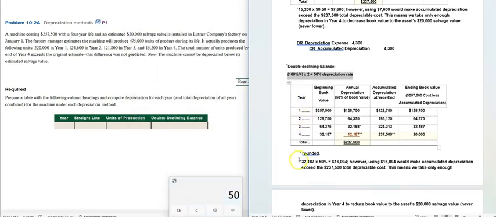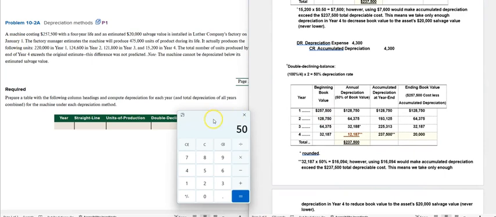Year 1, the beginning book value of our asset is $257,500. That's what it was worth in our books when we began this year. Remember, the book value is the difference between the asset's cost of $257,500 and its accumulated depreciation. This was a brand new machine on the 1st of January, which means there was no depreciation accumulated on it yet. So accumulated depreciation was 0 at the beginning of this year. So if I take $257,500 cost and subtract a 0 accumulated depreciation, my book value is $257,500.